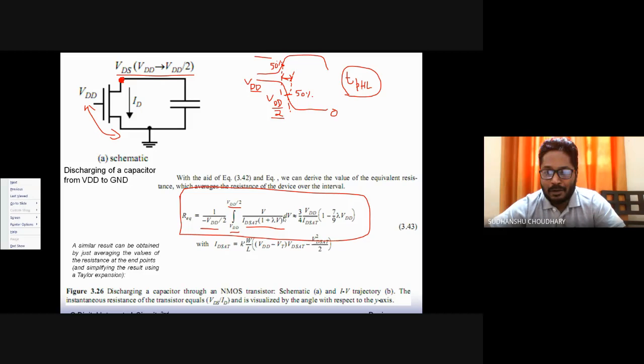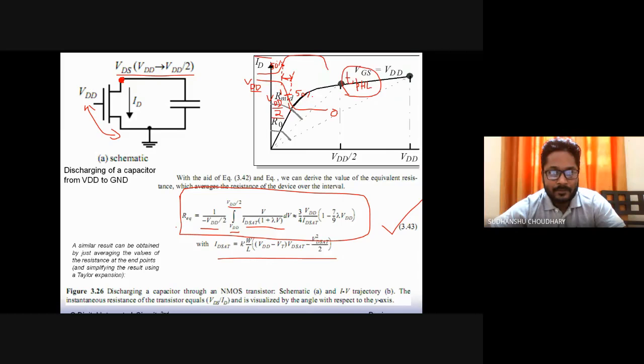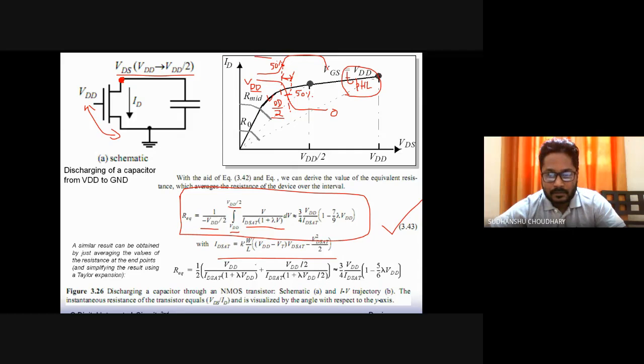Once you solve this, you arrive at this relation: 3 by 4 VDD by ID sat, times 1 minus 7 by 9 lambda VDD. And ID sat is given by the saturation region current equation, that is VDD minus VGS minus VT. But VDS is VGS minus VT in saturation. So we arrive at R equivalent, which is given by this relation. Finally we get R equivalent, which is equal to this one, that is, the on resistance is linearized now.